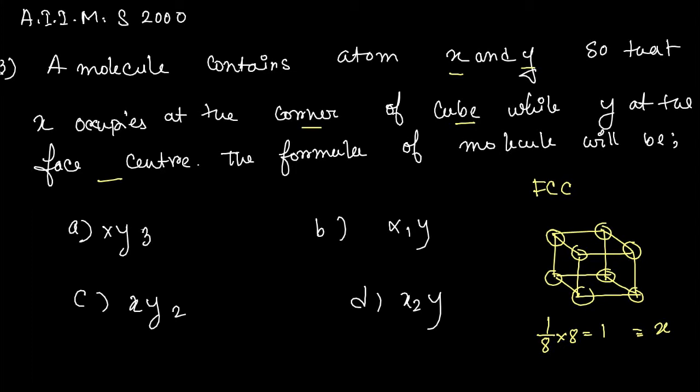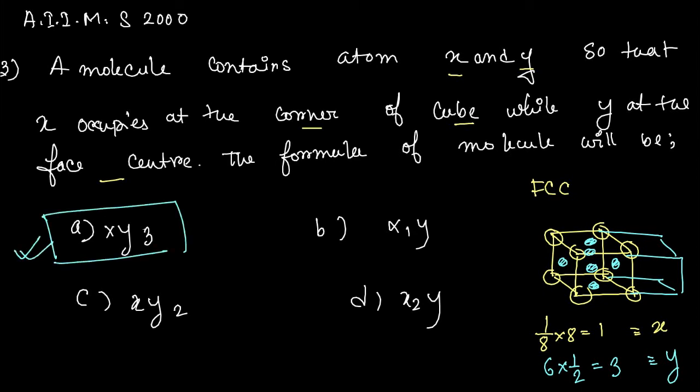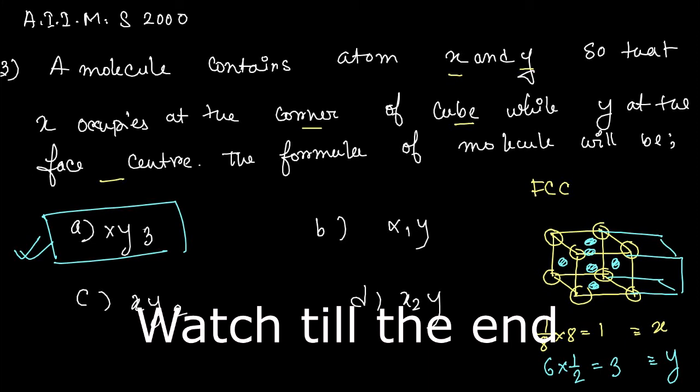Now coming to the face center, we have one atom at the center of each face. So 1, 2, 3, 4, 5 and 6, total 6 faces, and each face is shared with 2 crystals. So the contribution is 3, and the number of Y will be 3. So the formula will be XY3. Like this way we have to solve. Next we will go for a few numericals about NEET. So let's go for it.